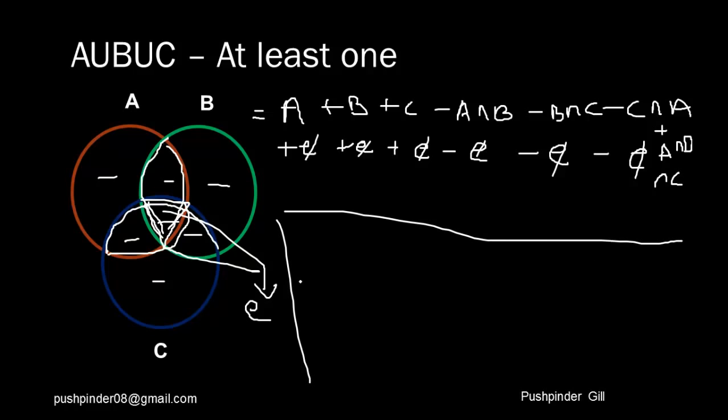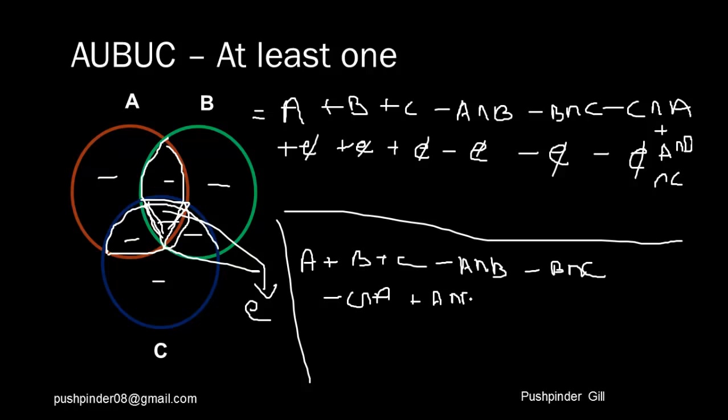So what is at least one, guys? It's A plus B plus C minus A intersection B minus B intersection C and minus C intersection A plus A intersection B intersection C. Right? So this is how you calculate at least one. So till right now you must have been taught in your high school, okay, this is A union B union C, right?